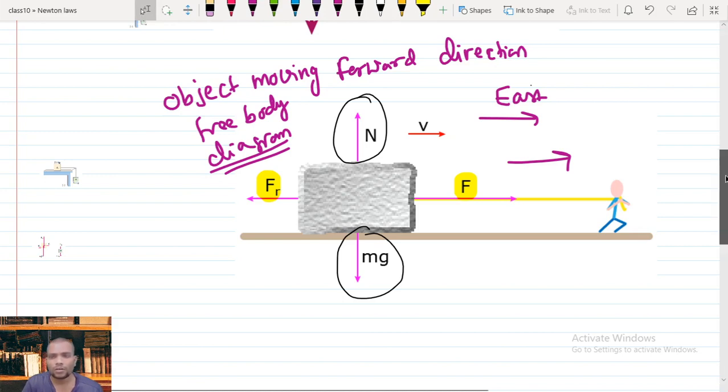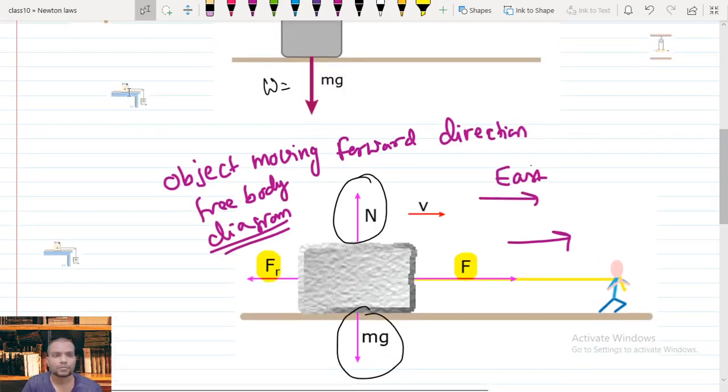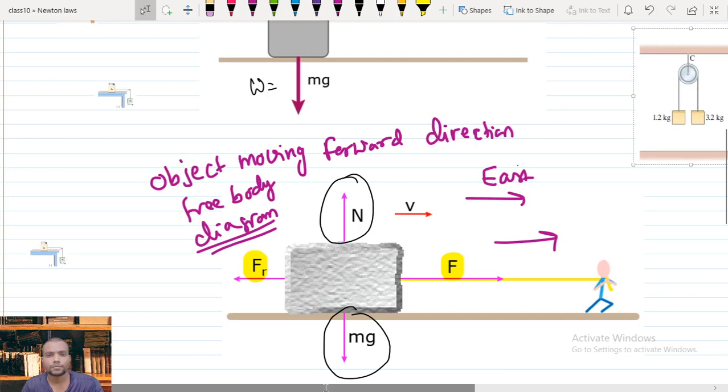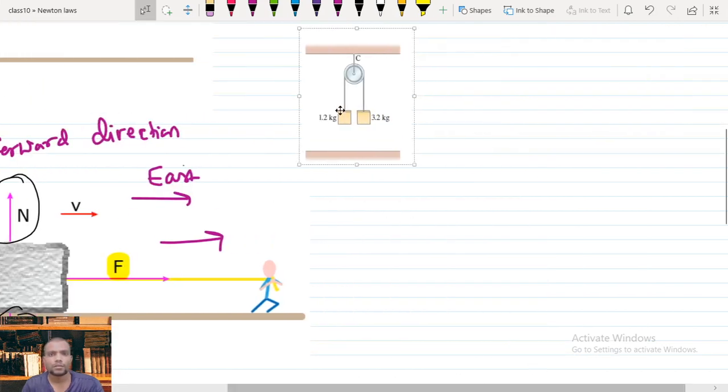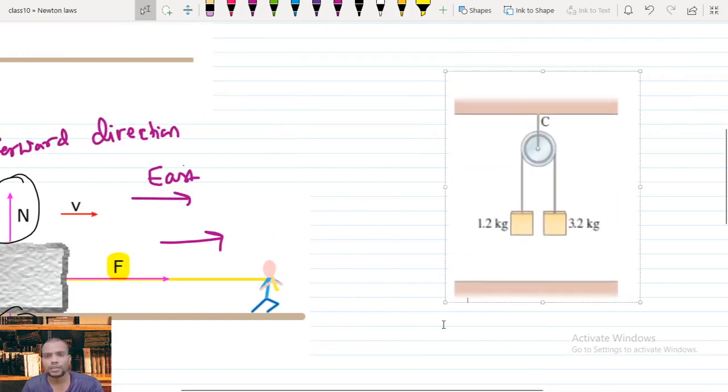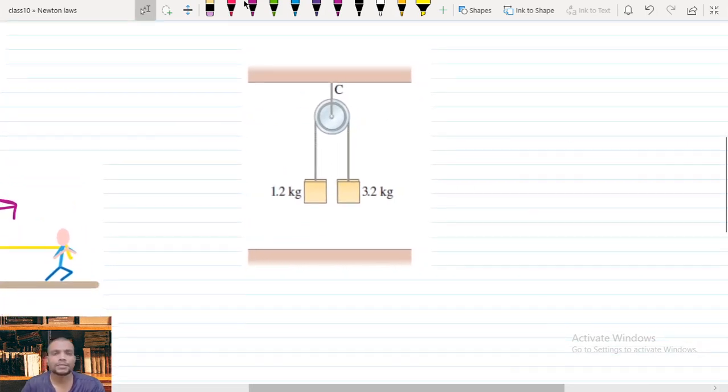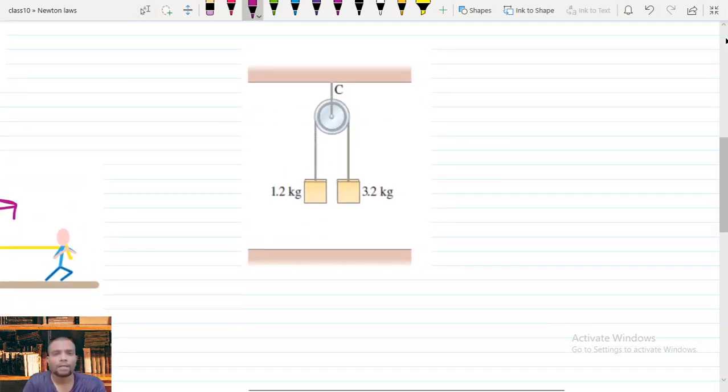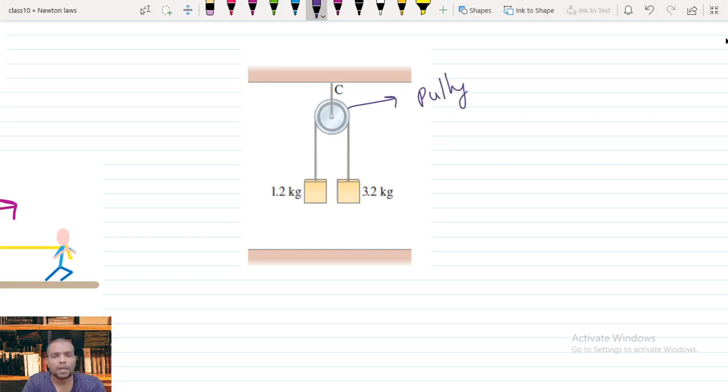So this is how we draw free body diagrams. Let me take one case to draw the free body diagram. Now this is the case. We need to draw a free body diagram in this case. Here you can see these objects are connected to a pulley, and these two blocks are connected by two strings, and the two blocks are at rest.